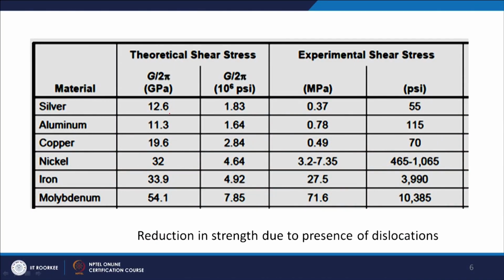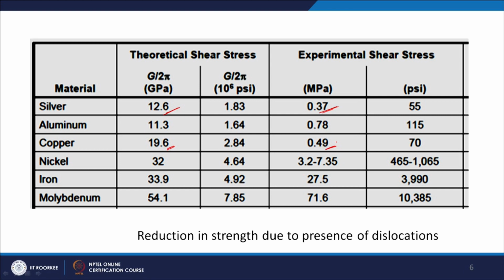Now, if you compare the theoretical strength with the experimental shear stress, for example, for silver it is 12.6 gigapascal, but in experiments people found that it is only 0.37 megapascal. So, there is almost 3 or 4 orders of magnitude difference. Let us say for copper it is 19.6, but experimentally it is only 0.49. So, what is the reason for that?